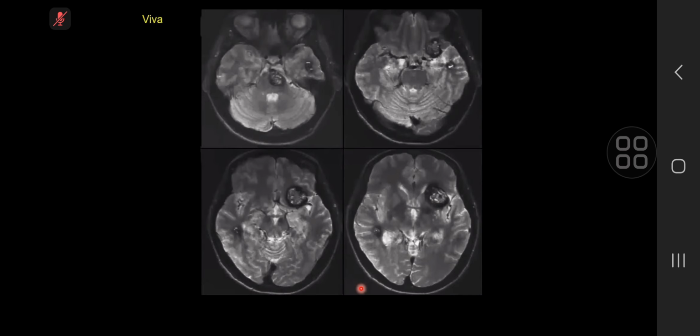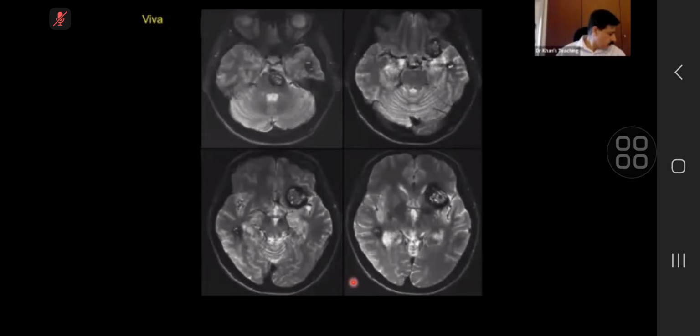The findings have a typical popcorn appearance, and are most likely in keeping with cavernomas, given the lack of edema surrounding these lesions or mass effect. This will be my most likely diagnosis. What would we like to do? So a small proportion of cavernomas are associated with developmental venous anomalies. So you can do an MRA or CTA to see if there are any associated anomalies.